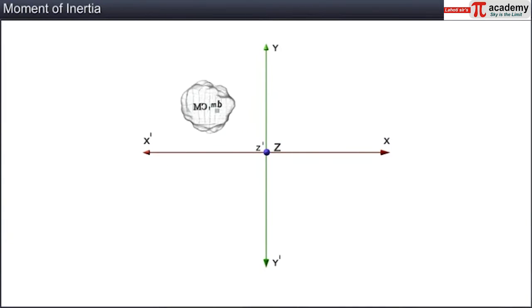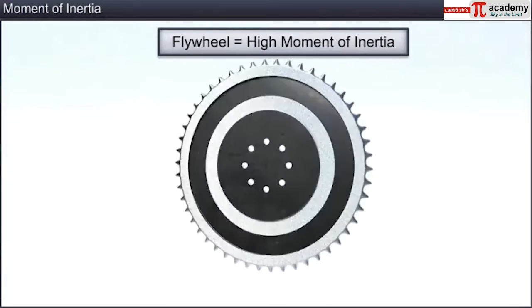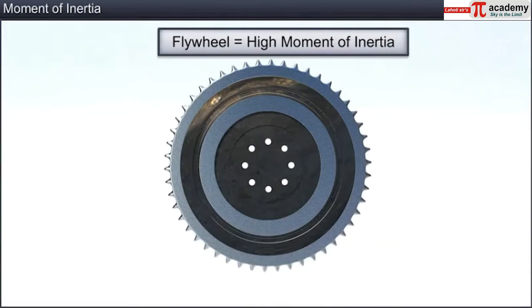If the distribution of mass is continuous, then the moment of inertia is expressed as I is equal to integral of r squared dm. This property of moment of inertia has many practical applications. A good example is a flywheel.